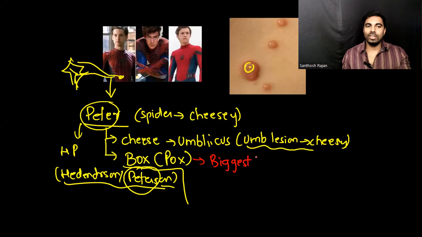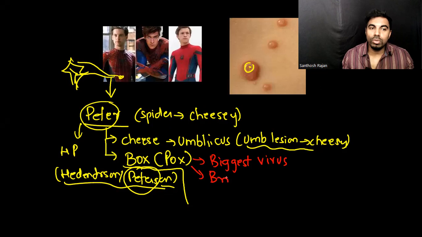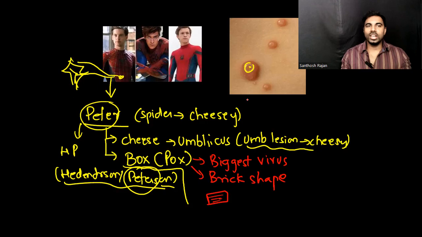And uska shape kya hai? Brick shape. Maine box kyun bola? Bricks to box ka jaisa hai na, brick shape. Ye dono question hai. Which is a brick shaped virus? And which is the biggest virus? Dono pox hai. Pox kiska aata hai? Peter ko. Kya aata hai? Umbilicated lesion with cheesy material.